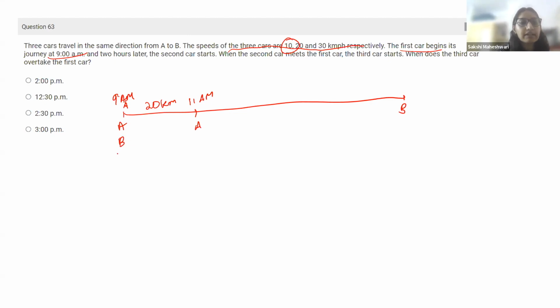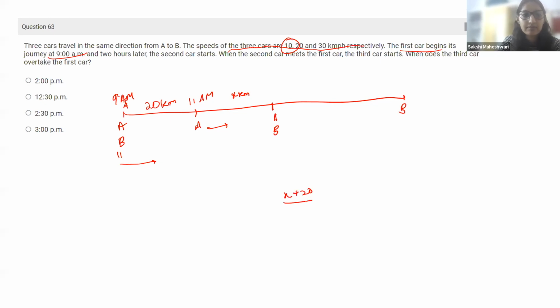Then the second car starts at 11. Okay, this is moving from here. Now when will the second car overtake? So for example, it overtakes here somewhere. Okay, A and B. Now the second car will travel, suppose this is x kilometers. So it will travel x plus 20 in the same time, divided by the 20 speed. This will be equal to x by 10, since they are traveling for the same time duration. Okay, so this gives you 10x plus 200 equals 20x. That means x is equal to 20 kilometers.